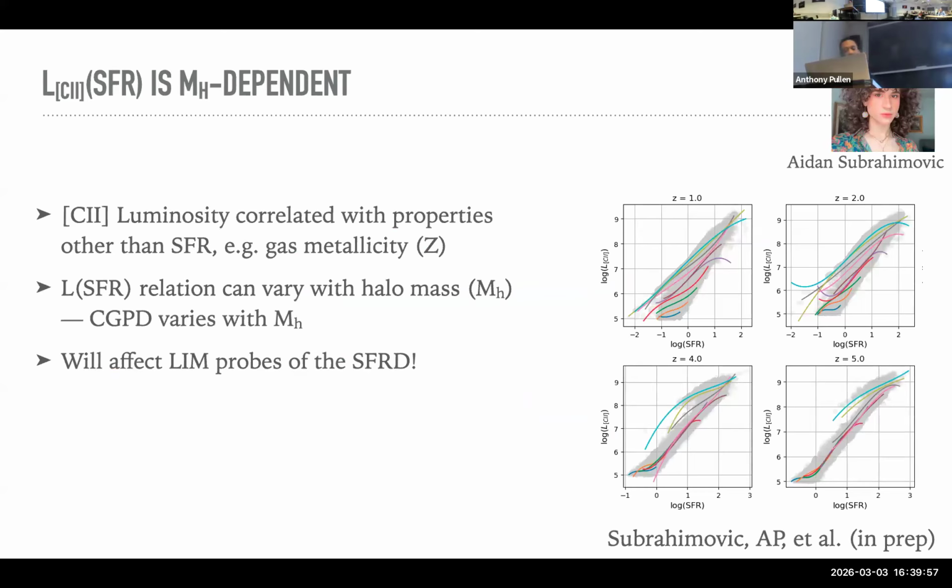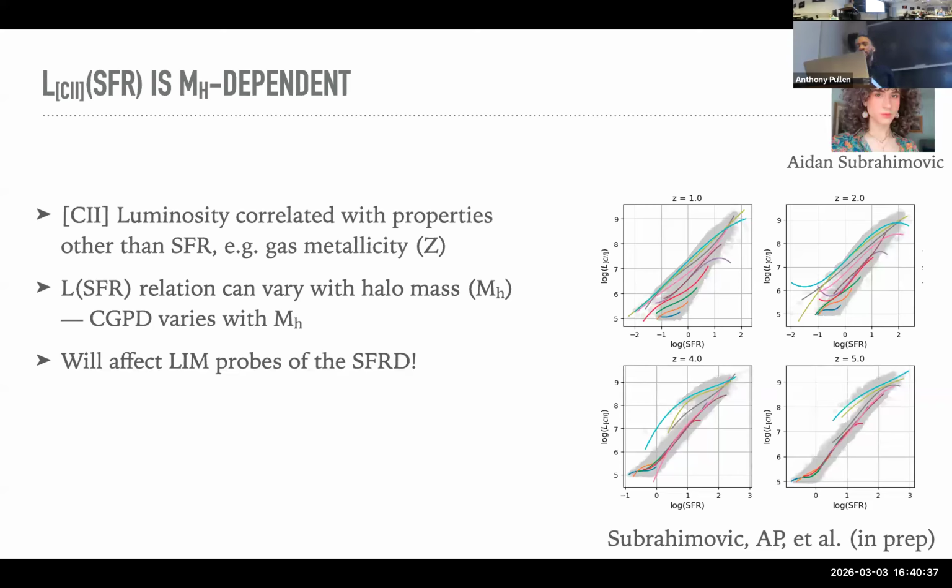So for the first method, this work was done by my graduate student, Aiden Subramovic. What we wanted to consider was, if we had an intensity map of ionized carbon, or C2, how would we use it to constrain the star formation rate? It is well known from galaxy measurements that the star formation rate is correlated with C2 line luminosities. But we know that it's also correlated with other properties like metallicity.